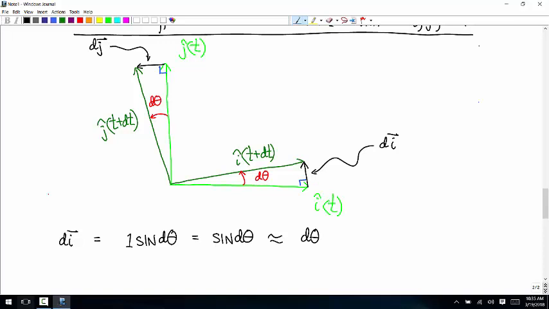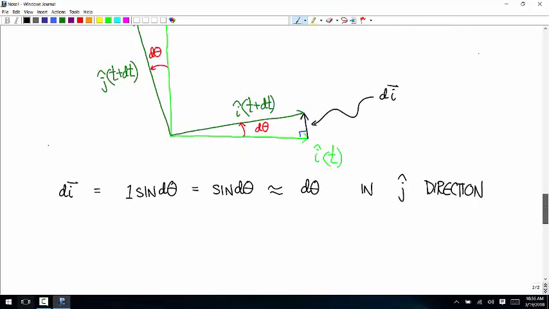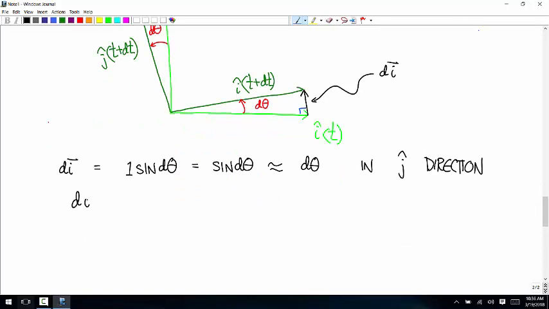And now what's the direction? Well, that's perpendicular to i, right? So it's in the direction of j. And which j? Is it j at t or j at t plus dt? They're the same, you know, they're infinitesimally far apart, you know what I mean? So the answer is di is equal to d theta times j.